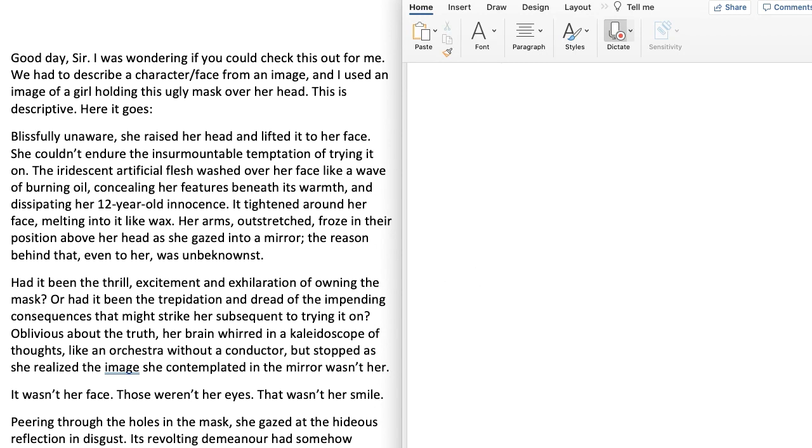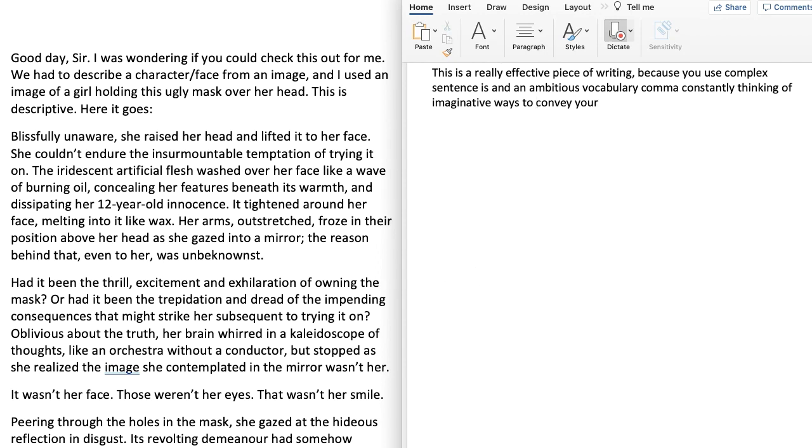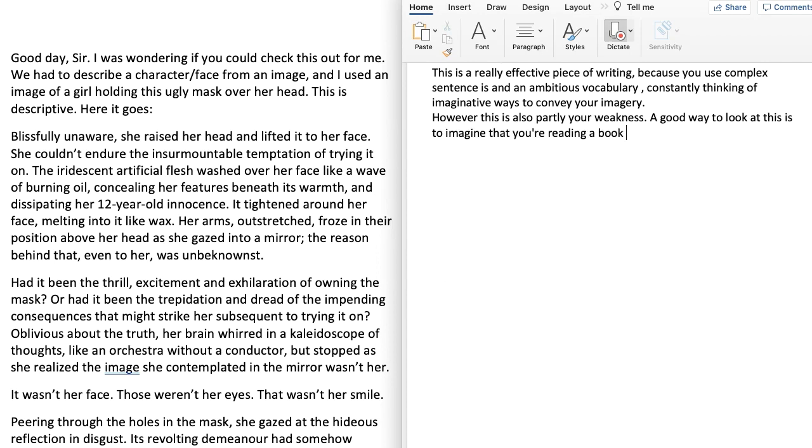This is a really effective piece of writing, comma, because you use complex sentences and an ambitious vocabulary, comma, constantly thinking of imaginative ways to convey your imagery, full stop, new paragraph. However, this is also partly your weakness, full stop. A good way to look at this is to imagine that you're reading a book that you have just bought, full stop. Would you still keep reading this book, question mark, or, comma, would you find the description unnatural and over the top, question mark.